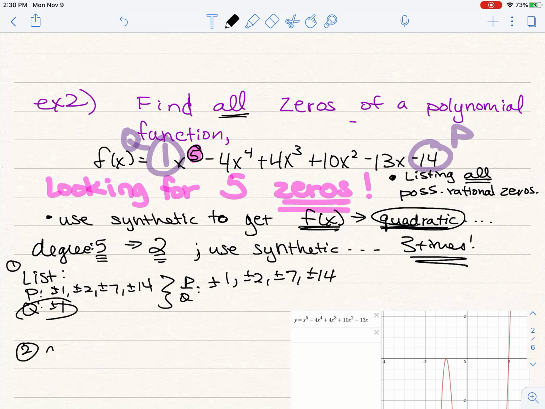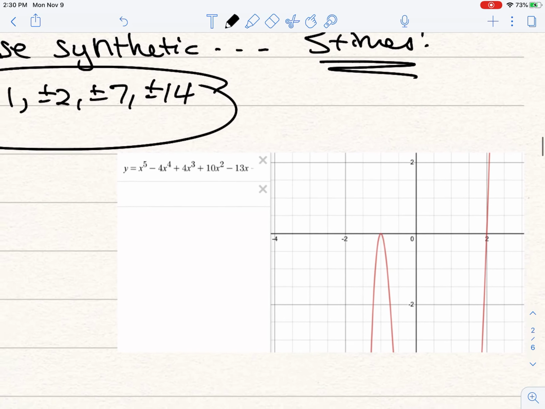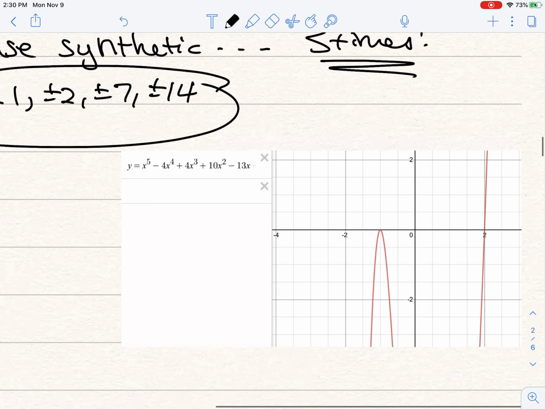Now that we have our list, step 2 is we're going to graph it on our graphing calculator. If you don't have a graphing calculator, you can use desmos.com. We're going to look at our list here, and then we're going to look at our graph. So I'm going to zoom in. Here's the graph of what you would see.